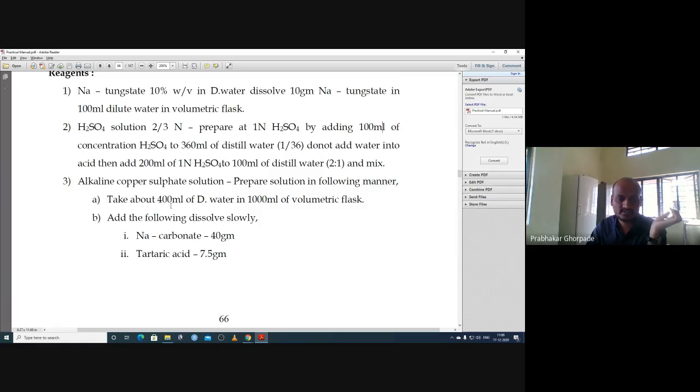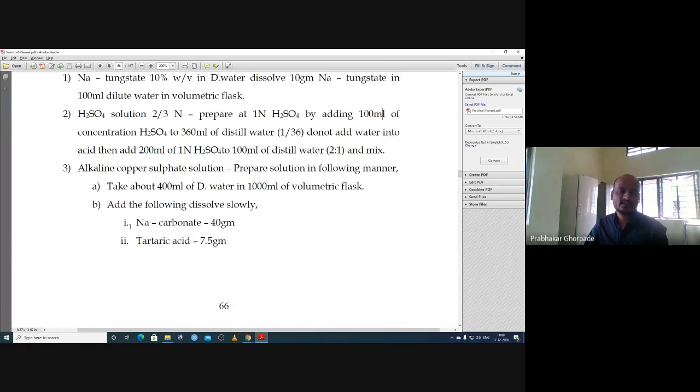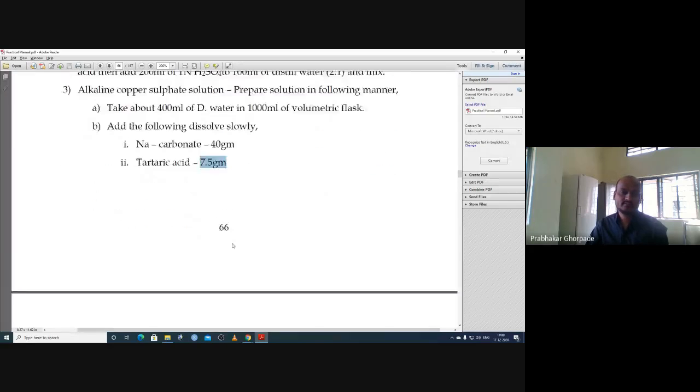Take 400 ml of distilled water in the 1000 ml volumetric flask. Add and dissolve the following: we weigh sodium carbonate, 40 gram. Then take tartaric acid, weigh it as 75 gram.